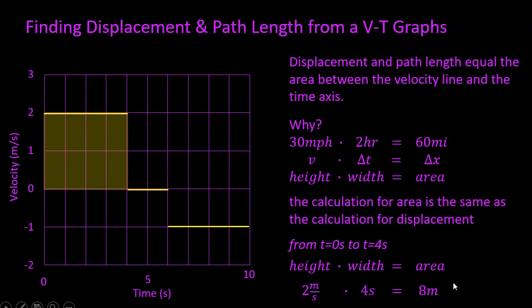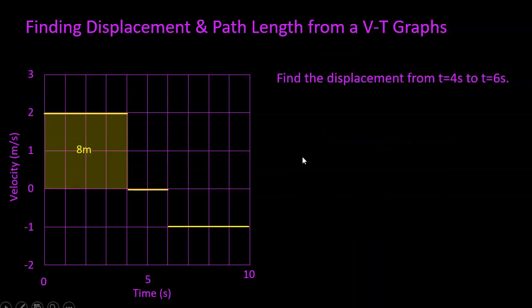Let's take a look at some other examples. Let's find the displacement from 4 seconds to 6 seconds. Well, that's this line here. Well, notice it's not an area. If we go to find the height and the width, notice the line has no height. So the height is 0 because the velocity is 0 meters per second, and the width is 2 seconds. But anything times 0 is 0 meters. And that makes sense. The object wouldn't have moved at all.